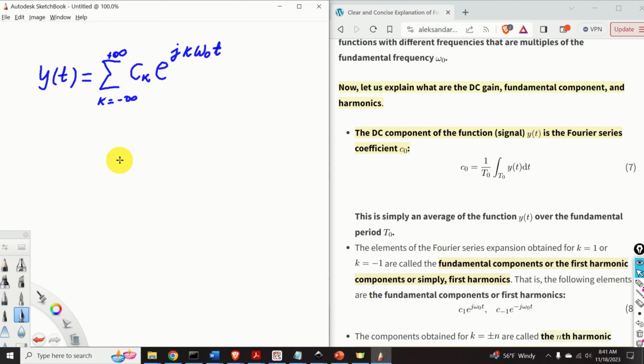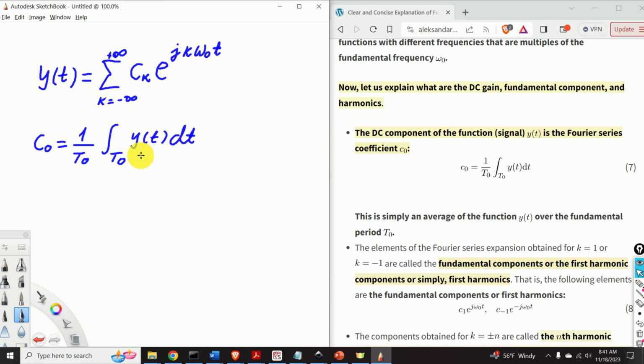Next, let us explain what are the DC gain, fundamental component, and harmonics. The DC component of the function or signal y of t is the Fourier series coefficient C0. And this coefficient is computed like this. This is simply an average of the function y of t over the fundamental period T0.